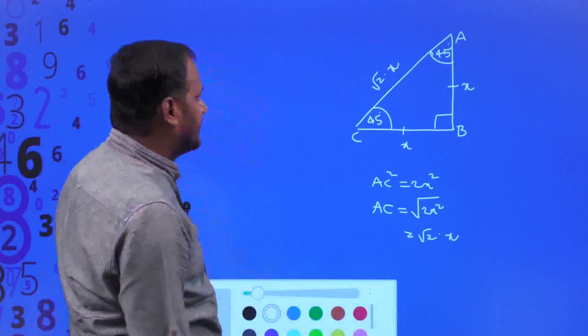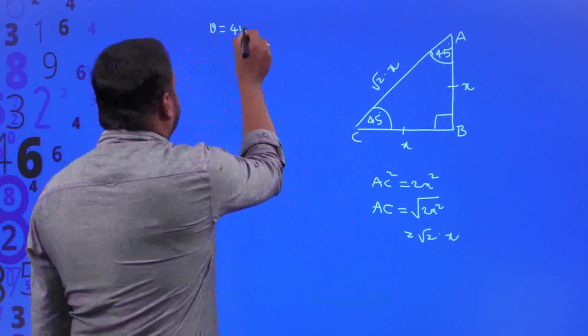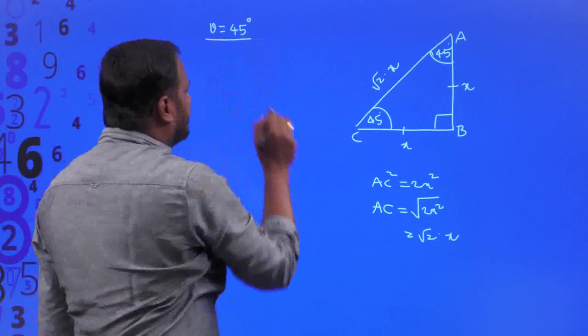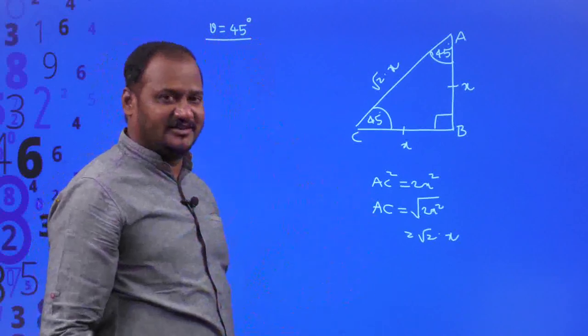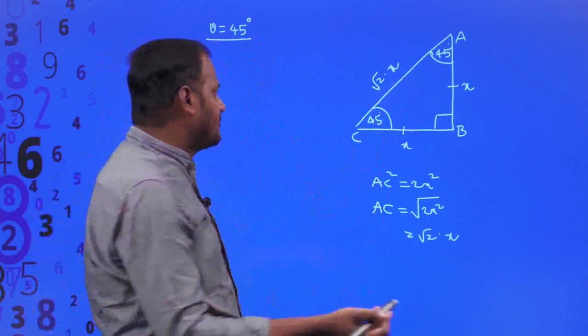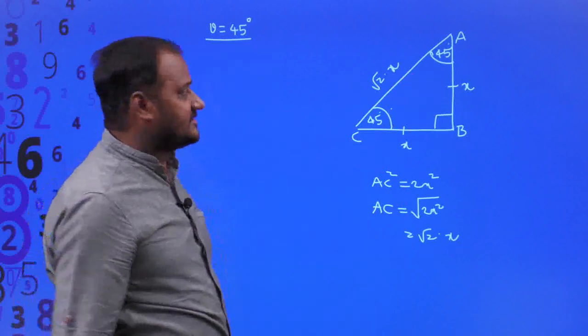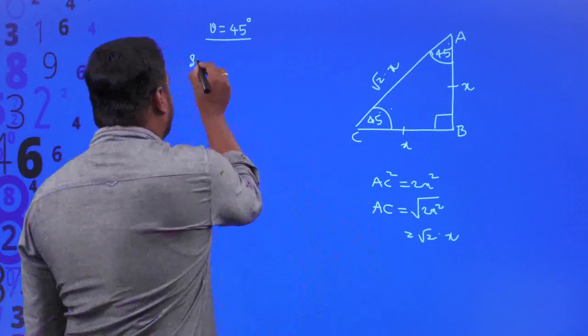Okay, so first one, now theta is equal to 45 degrees. When theta is equal to 45 degrees, which 45 degrees should we consider? Both are equal to 45 degrees, so you can consider any one of them, it doesn't matter. Okay, let us fix this one. Let us consider this 45 degrees. Now first, sine 45 degrees.